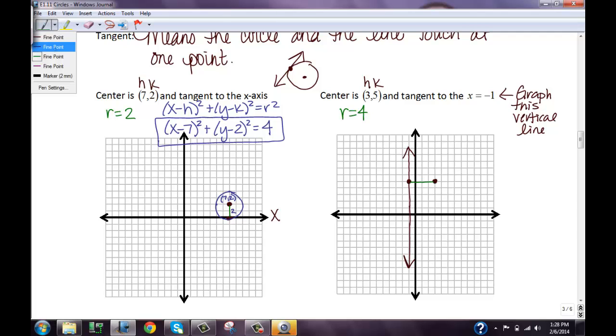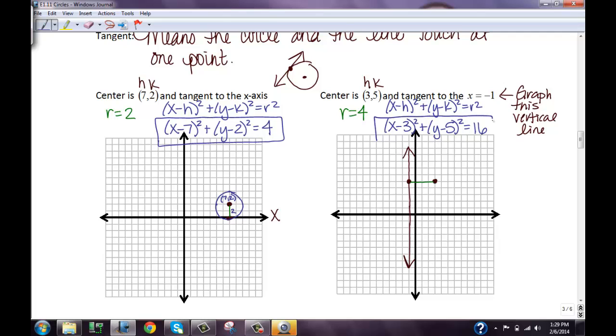So I'm going to plug in what I know to get my standard form of the circle. x minus h squared plus y minus k squared equals r squared. So x minus my h, which is 3, squared, plus y minus my k, which is 5, squared, equals my radius squared. So 4 squared, which is 16. Okay, so there's the standard form of the circle. And since I know my radius is 4, I'm going to go out 4 in every direction so I can graph this circle.